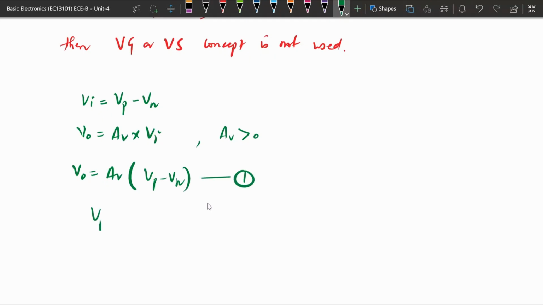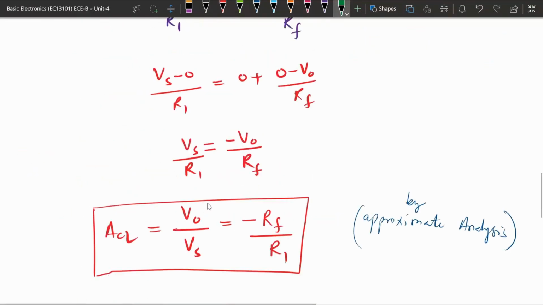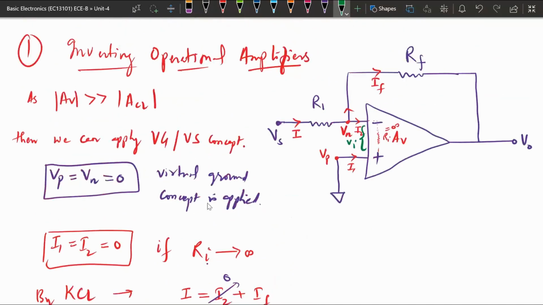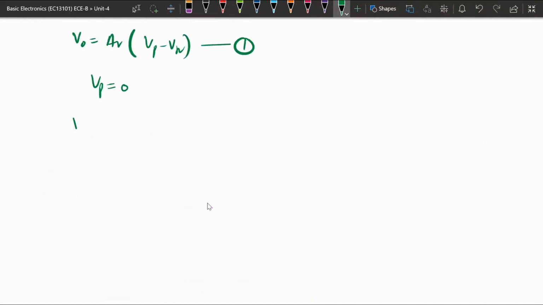Also, using the circuit, the voltage at the Vp point is equal to 0. So by putting it here we get V output is equal to minus AV into Vn.